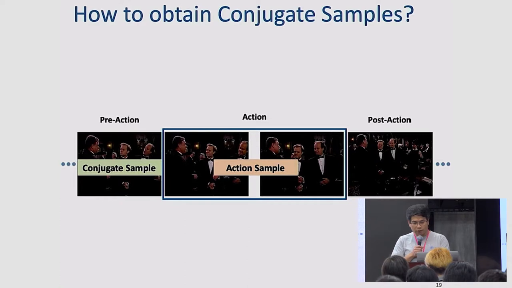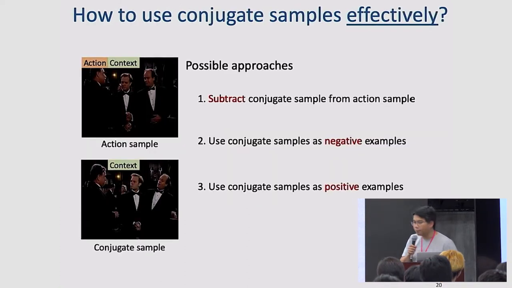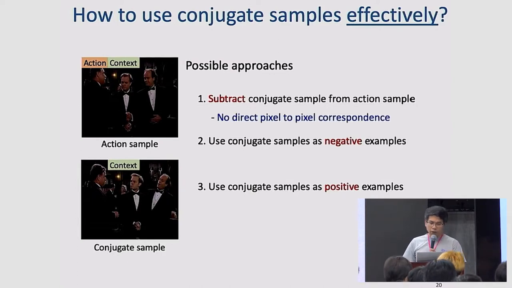Okay, so now that we have some conjugate samples, how do we use them effectively? Well, there are several possible approaches that we can use to compare and contrast these two samples. One is to subtract the conjugate sample from the action sample. But the problem with this approach is there's no direct pixel-to-pixel correspondence between the two samples, so direct subtraction wouldn't work.